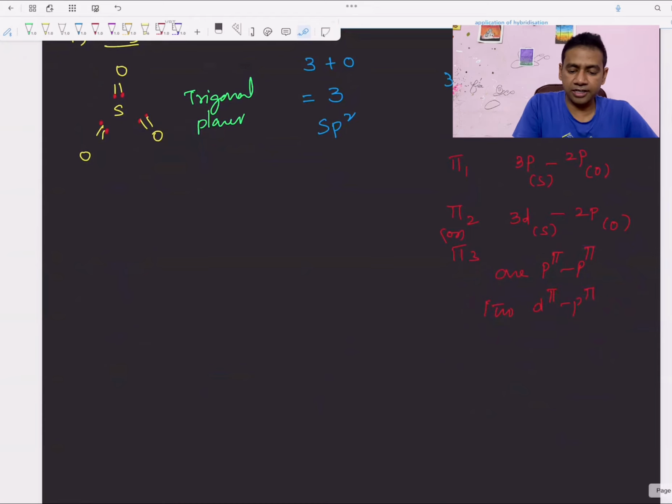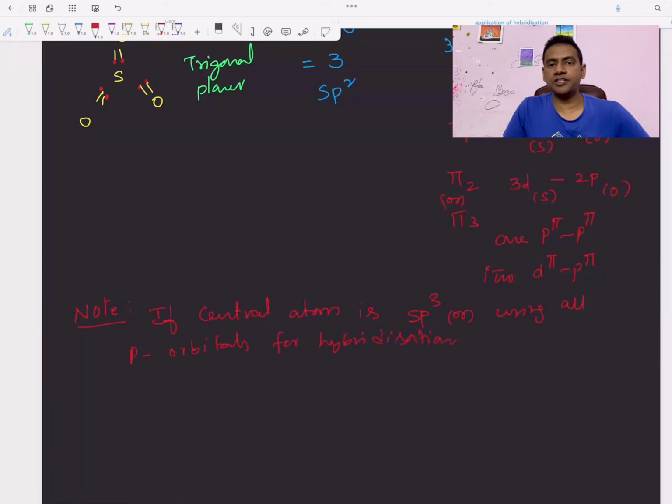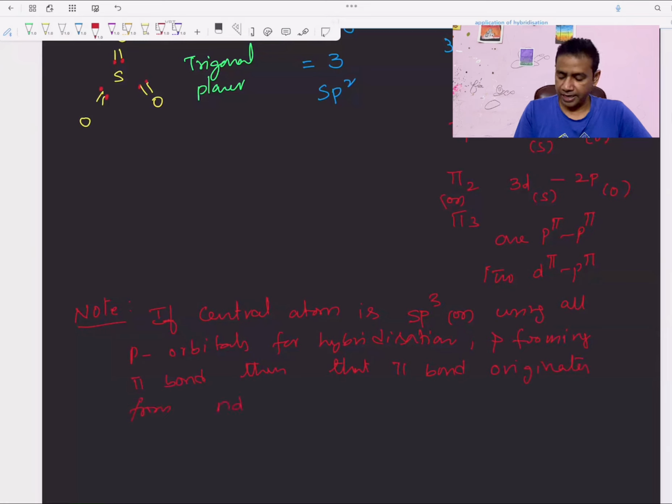Now I am going to give you a general note, and you must take it down. If the central atom is sp3, or is using all its p orbitals for hybridization, and it forms a pi bond, then that pi bond originates from the nd orbitals of the central atom.